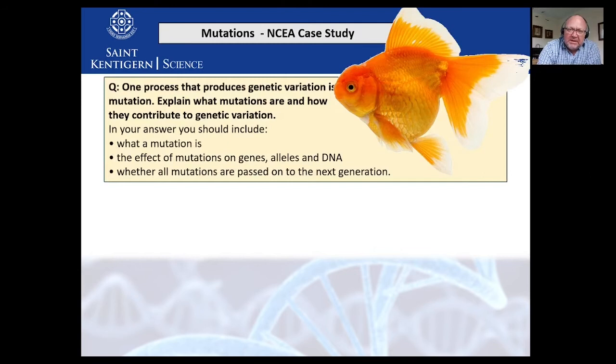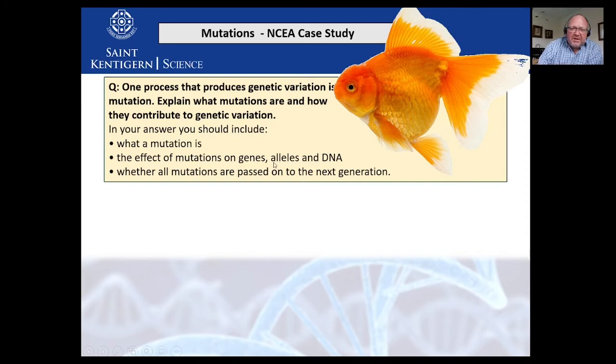So here's a case study in CEA. The question is: one process that produces genetic variation is mutations. Explain what mutations are and how they contribute to genetic variation. In your answer, you should state what a mutation is. Easy. A mutation is a permanent change in the base sequence of a gene. Okay, the change of the order of the bases in your gene, but it's a permanent change.